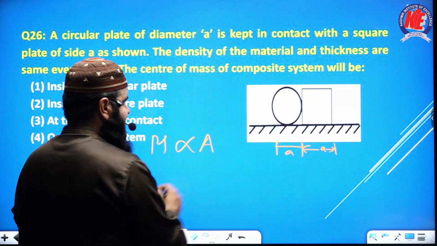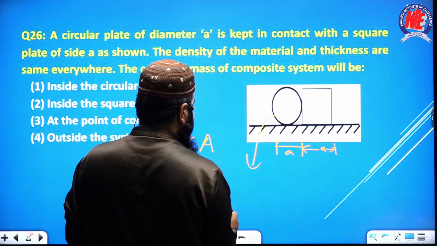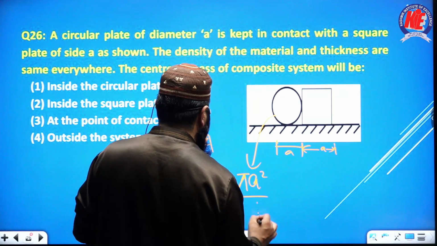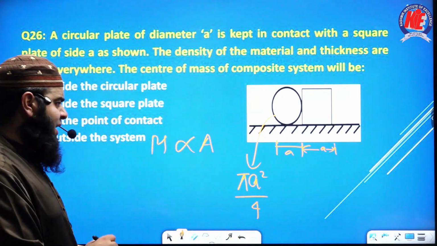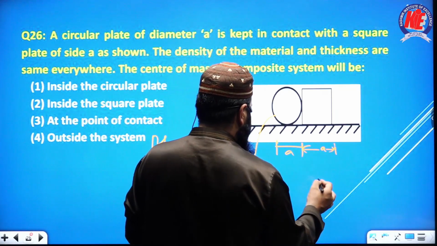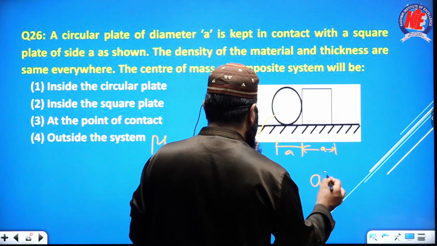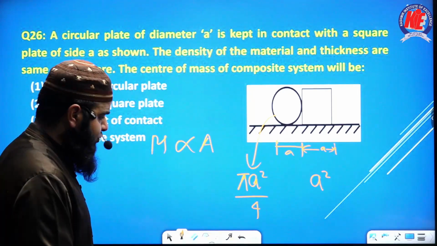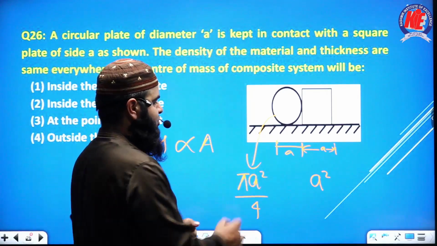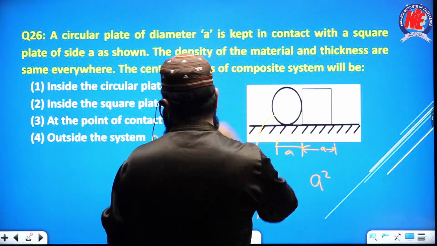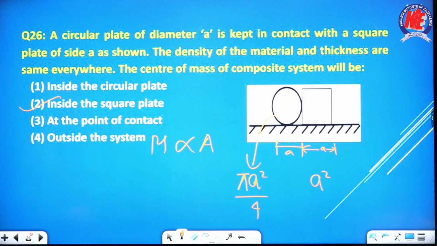अब area देखो इसका ज्यादा आएगा, इसका diameter a है तो radius a/2 बनेगा, तो इसका area बनेगा बेटा pi a square by 4, because radius will be a/2 तो उसका स्क्वायर बनेगा a²/4. तो यहाँ पे इसका area बेटा जो है that will be a square only. अब देखो बेटा pi/4 is less than 1, pi is 3.14 and यहाँ पे a square, so the area of square is greater, या mass of the square will be greater, so the center of mass will be inside the square plate. Option 2 is the right one.